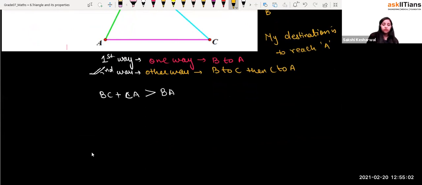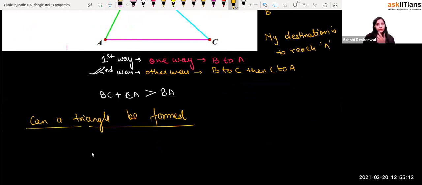Let us suppose I give you one question: can a triangle be formed? Just think like this. As we have learned, the sum of the two sides should be greater than the third side. Now suppose I made a triangle with sides 2, 3, and 5. Can a triangle be formed? No. A triangle cannot be formed.